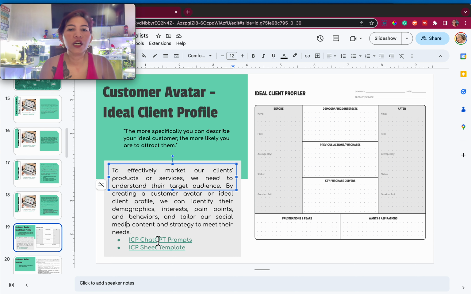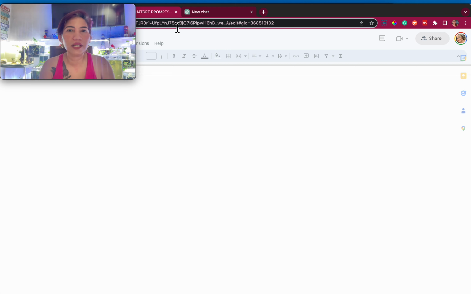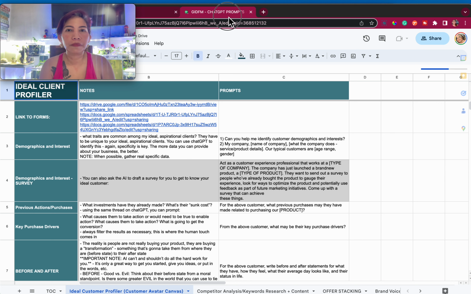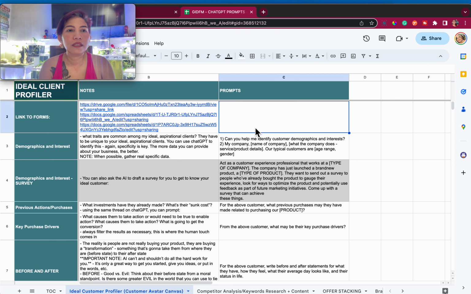All right, so here are the prompts that we have. I'm not going to go through them one by one, but just to give you an idea, these are the prompts that we have for the ideal client profile. And this needs to be done in succession. Okay, you have to do it one by one. And when I say succession, in order of how it's written.